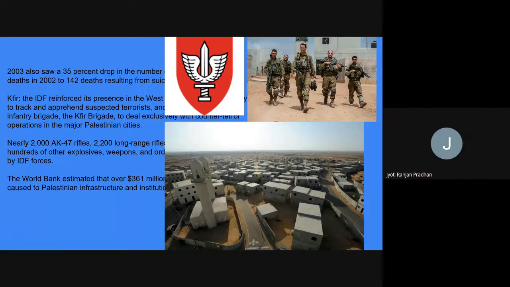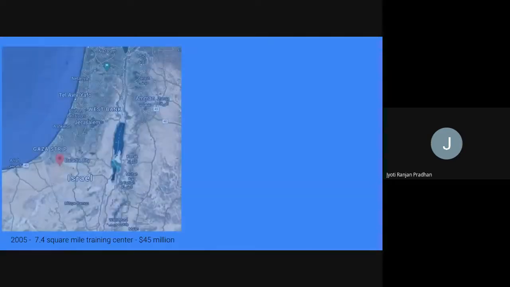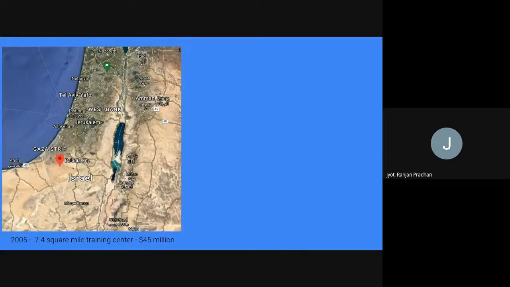Even some Indian troops go there and train in urban warfare. Even American troops go there. Germans also go there. It is here on the map. If you just Google Baladia city, you will be able to see it.